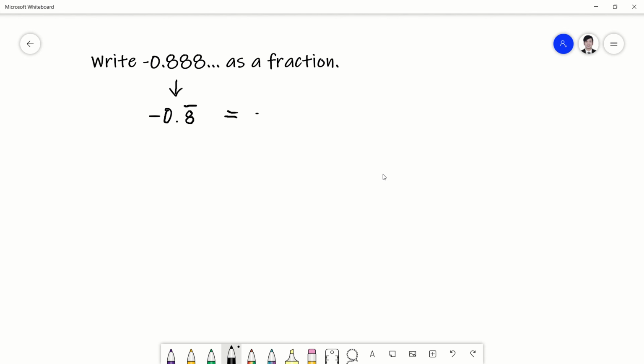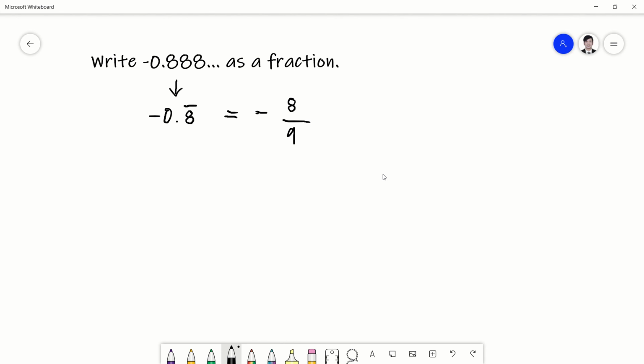If there's only one digit which is repeated, therefore you just have to consider 9 in the denominator. And then you have one digit which is repeated here, which is 8, so that's 8 on top. So you have negative 8 over 9.